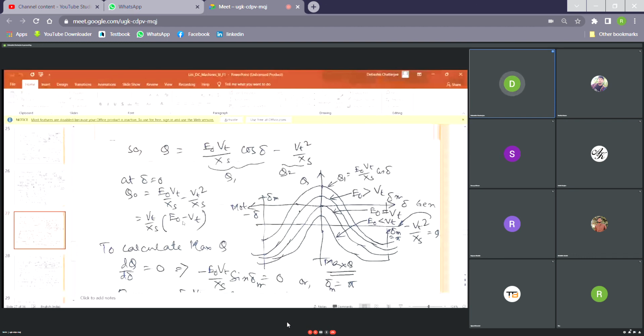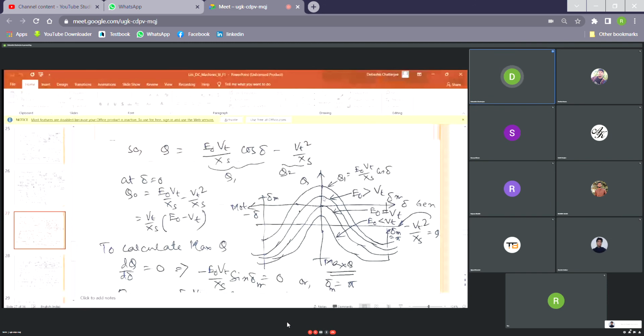Now E0 greater than VT overexcited, so it is something like the second one, right, which is having a positive value at delta equal to 0. So you get this one. And E0 less than VT underexcited, there is a fourth one where actually the resultant Q is negative at delta equal to 0. That means that one, bottom one.